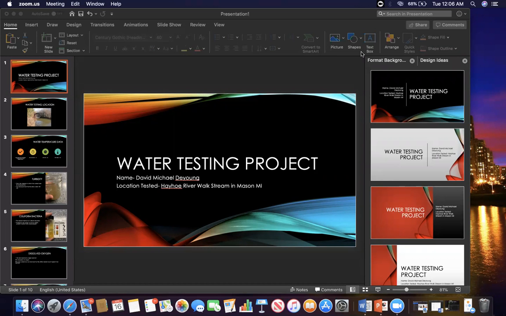I'm here to talk a little bit about the importance of water testing and why it would be pertinent for really any location in any area. Now, I'm going to shed a light on where we're testing. We are testing at the Hayho Riverwalk. It's actually a stream just outside of Mason.